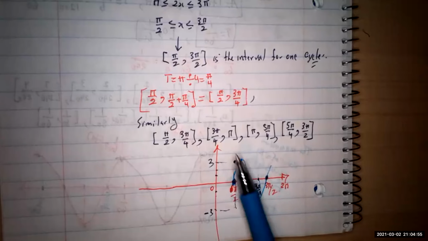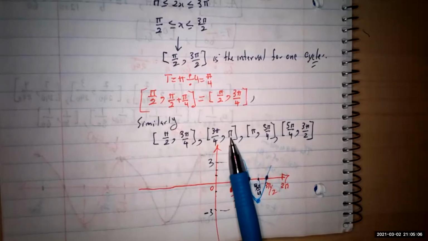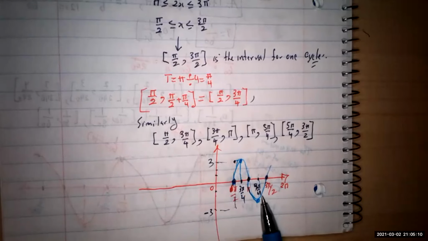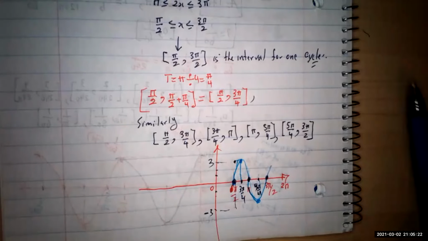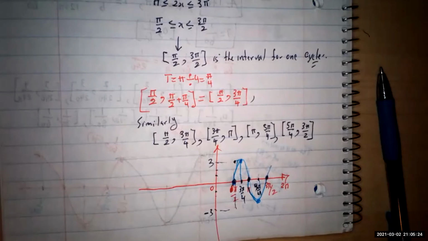You start with the pi half at the x-intercepts. 3 pi 4 gives you the maximum. Pi gives you the intercepts. 5 pi 4 gives you the minimum. And 3 pi half gives you the maximum. So this is the situation that we're going to have with these shifting ideas.